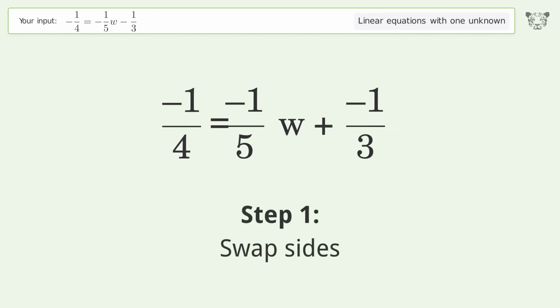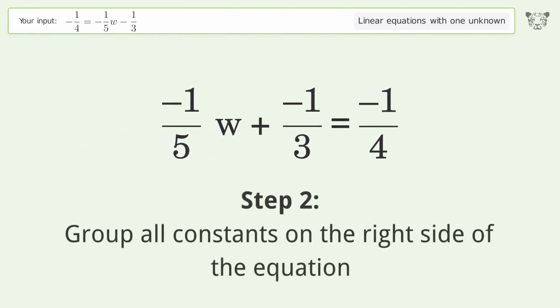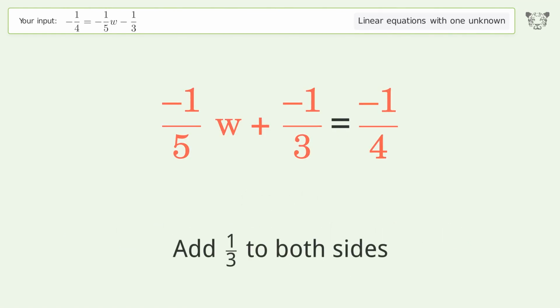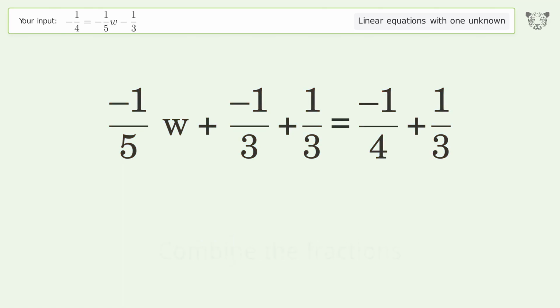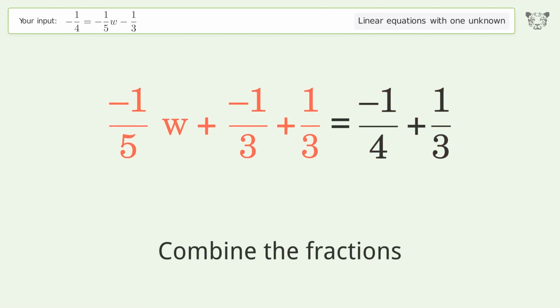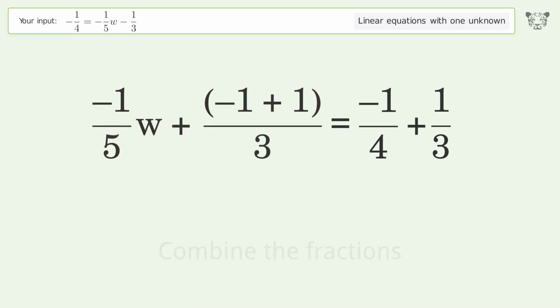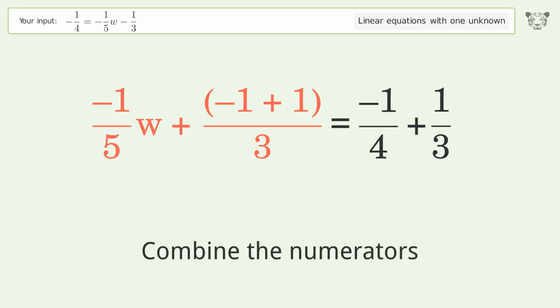Swap sides. Group all constants on the right side of the equation. Add 1/3 to both sides. Combine the fractions. Combine the numerators.